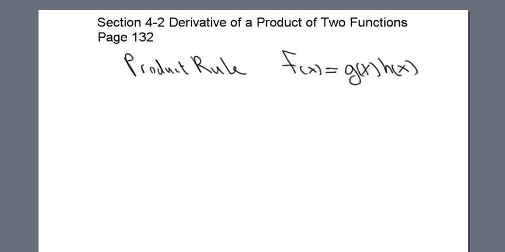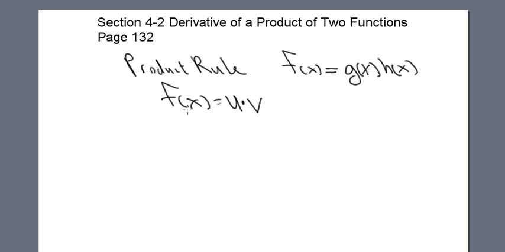Let's see. Now, I'm going to go ahead and just lay out the rule itself. Then we'll look at some examples. And after that, we might take a look at where it comes from. So, the rule says if we have a function that can be split into two functions, we can pretty easily find the derivative. Now, instead of g of x, h of x, I'm going to split it up into a u component and a v component. Just make it easier on the eyes.